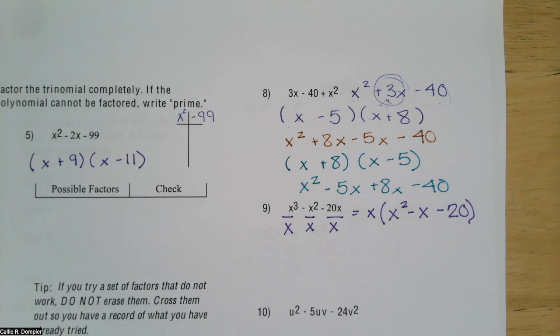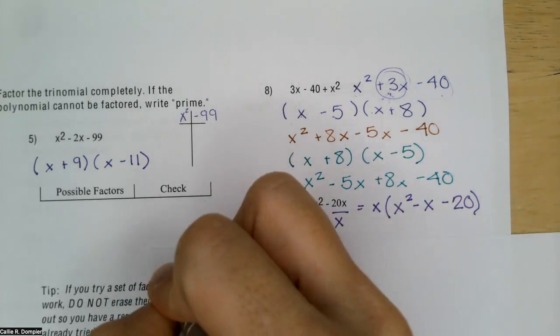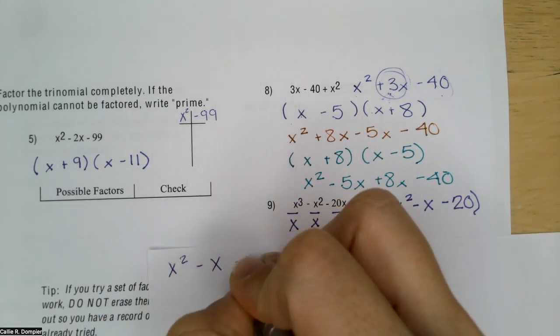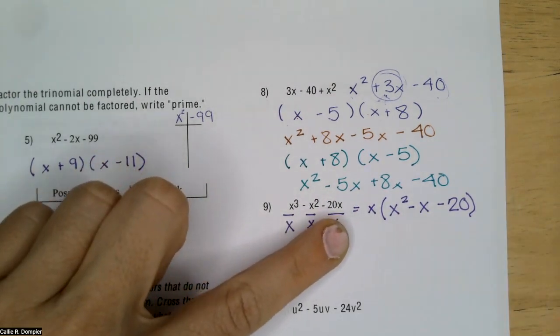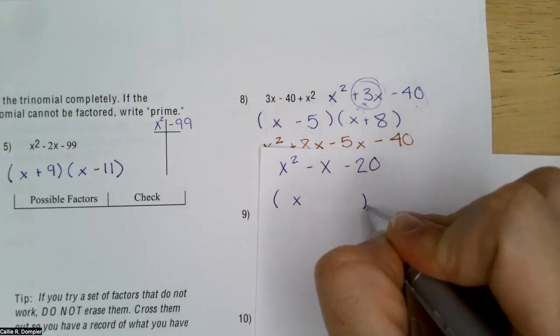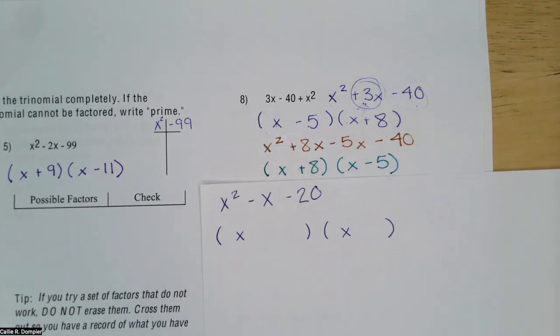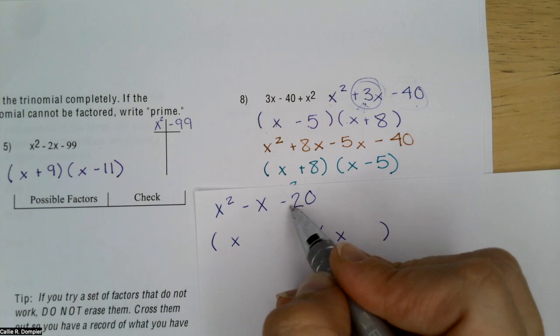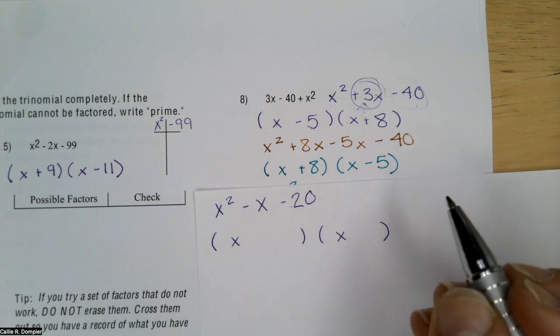Now, we still need to factor x squared minus x minus 20. I'm going to ignore that part and just add it at the very end, okay? So we know x squared is x times x, but what is this one and this one? Negative 20, and I need it to add to what? To a negative 1, negative 1x.